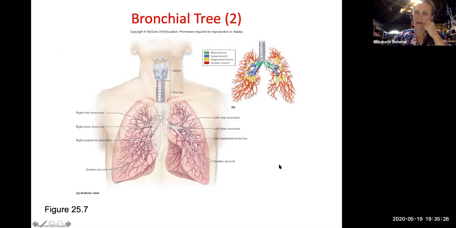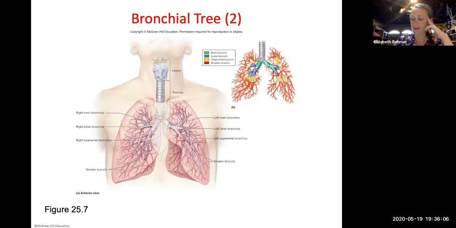And you can see here, it really looks kind of like the branches of a tree to see how the trachea eventually splits all the way down into much smaller bronchi. If we look at the lobar bronchi, this is a secondary bronchi. So the secondary bronchi will split into 3 pieces on the right side and just 2 pieces on the left side. And that's because your right lung has 3 distinct lobes to it, and your left lung just has 2 lobes to it.